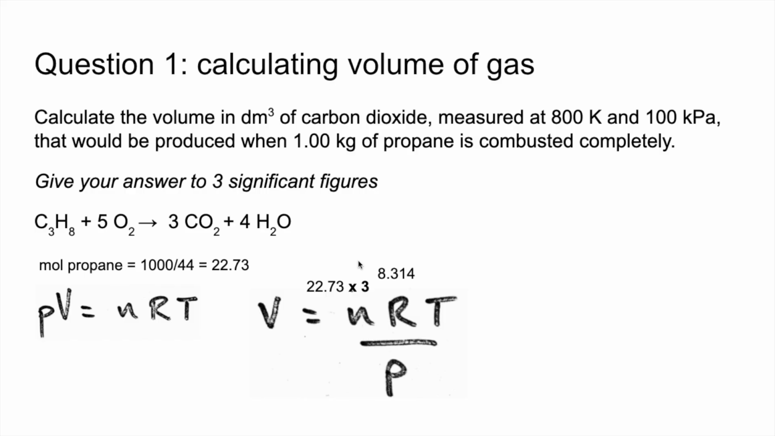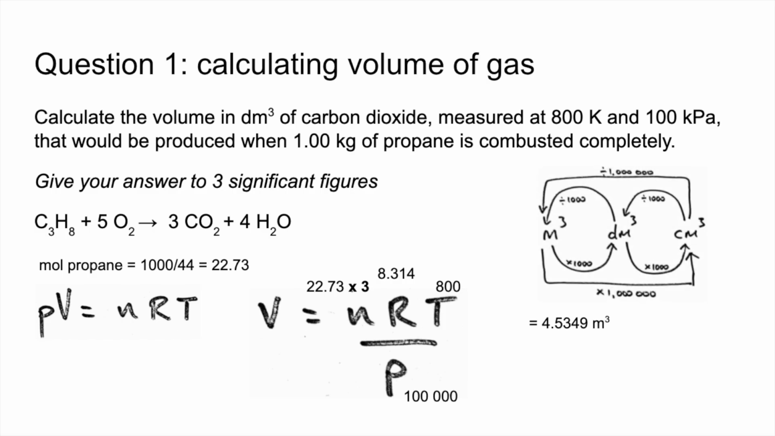Multiply by the gas constant and the temperature, which was already in Kelvin, and then divide by 100,000, that's 100 kilopascals. That comes out at 4.5349 meters cubed. Remember, the volume is meters cubed for the ideal gas equation, and we want to get that into dm cubed, so we need to multiply by 1000. So it is 4530 dm cubed to 3 significant figures.